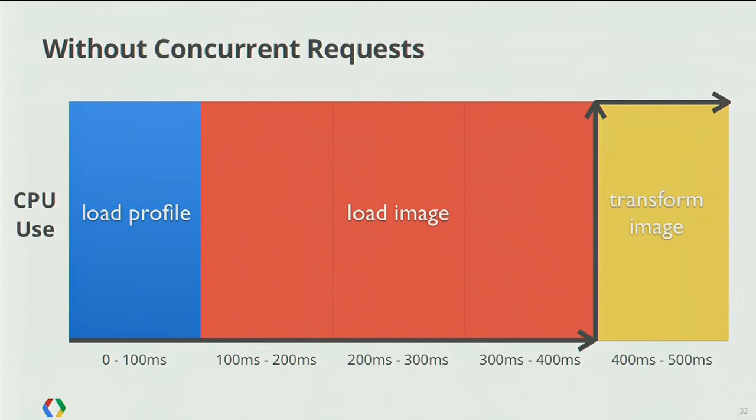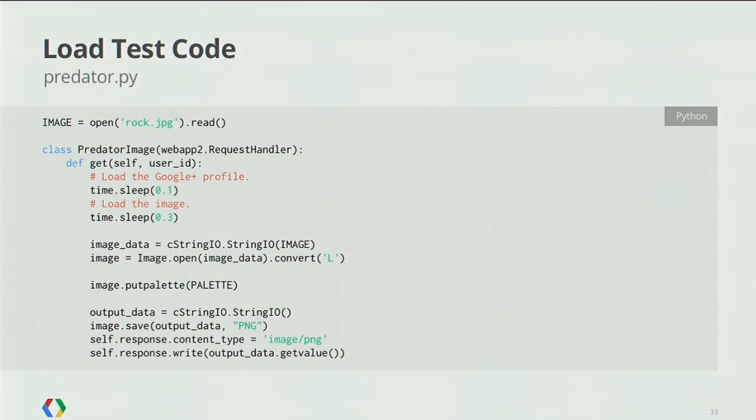So in this particular case, we can see that we're spending basically 1/5 of our request time using the CPU, and the rest is idle. So without concurrent requests, that CPU time is basically wasted. There's just nothing for the CPU to do while it's downloading. So that's the theory. Now let's load test it.